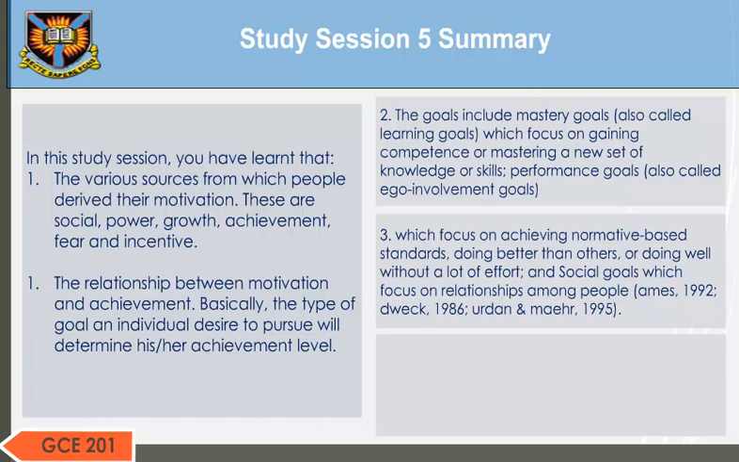3. The goals include mastery goals, also called learning goals, which focus on gaining competence or mastering a new set of knowledge or skills. Performance goals, also called ego involvement goals, which focus on achieving normative-based standards, doing better than others, and doing well without a lot of effort. And social goals, which focus on relationships among people.